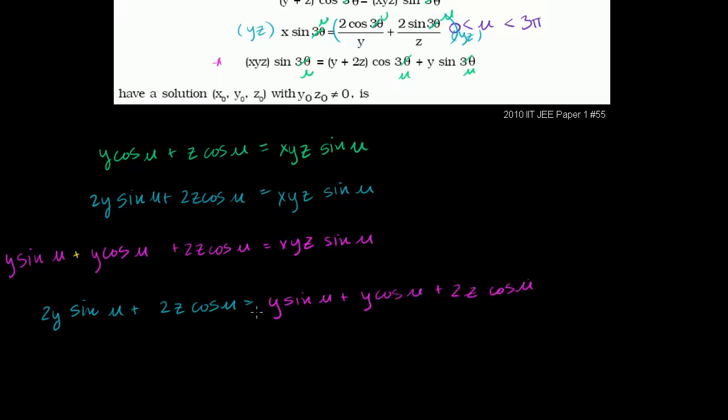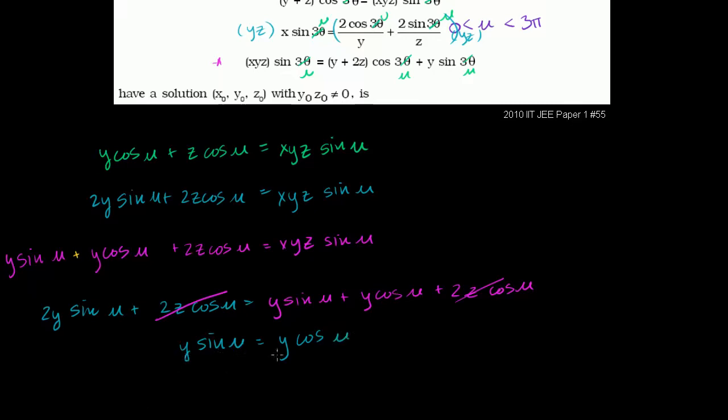We have 2z cosine of u on both sides, so that gets rid of the z terms. And then we have 2y sine of u, and we have a y sine of u. So if we subtract y sine of u from both sides, just subtracting this from both sides, 2y sine of u minus y sine of u is just going to be y sine of u, is equal to y cosine of u.